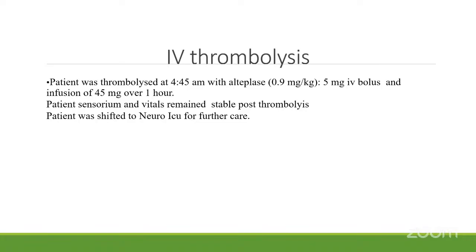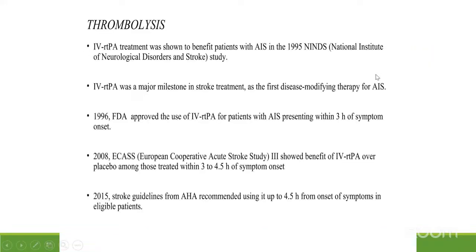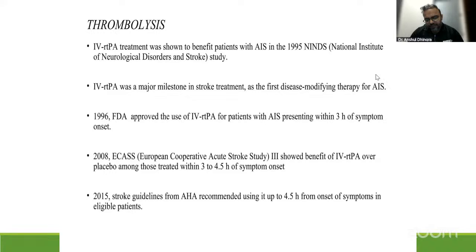Go on, please. So patient sensorium and vitals remained stable post thrombolysis. Patient was shifted to the neuro ICU for further care. So, Dr. Anshul, what are your blood pressure targets? Like you have decided for thrombolysis of this patient, what were your targets before starting thrombolysis and during thrombolysis? Before thrombolysis, if blood pressure is more than 185 by 110 mm of Hg, we should lower it to less than 185 by 105 mm of Hg.